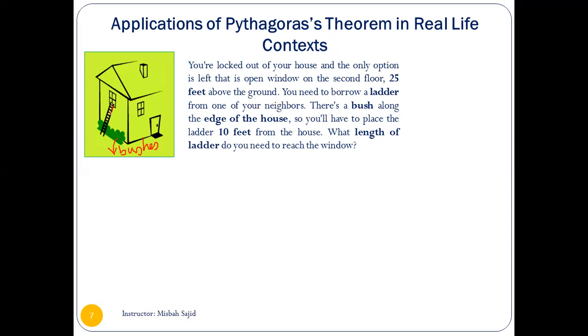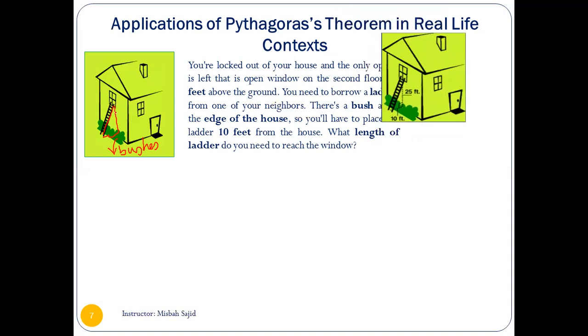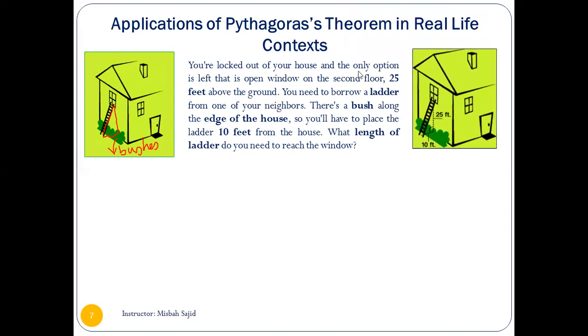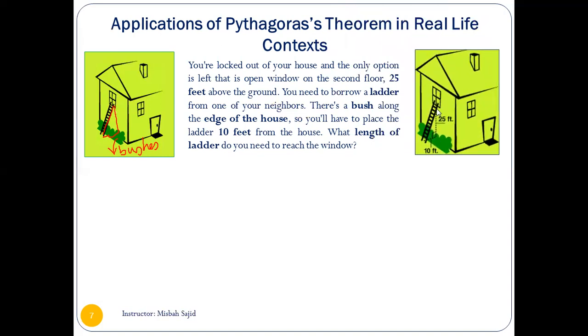If you see, this is the length of the ladder we have to find, and this is the distance from the foot of the ladder to the base. And this is the distance of the second floor above the ground, which is 25 feet. Is this not a right angle triangle? Yes, it is. If you see clearly, this is a right angle triangle. In this way we can apply Pythagoras theorem in a real life example.